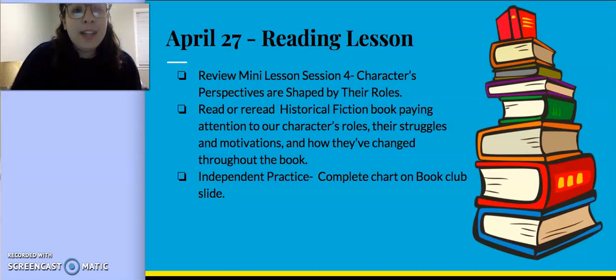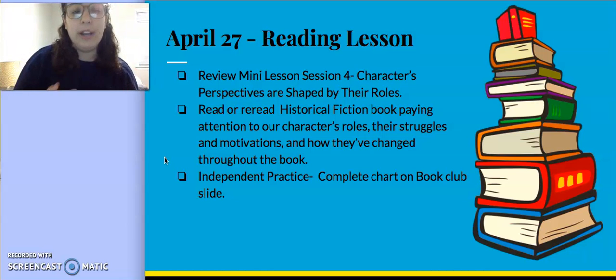So let's jump into reading. We are still reading our historical fiction books, and while we're reading historical fiction, we're taking all of those reading skills that we already know about fiction reading and just adding another layer of the historical part to it. Last week, we looked at characters' perspectives and how their perspective is shaped by what's happening in history, what's happening in their lives, who they are, and what's going on around them. Today we're going to dig a little bit deeper into our character and their perspective in the story.